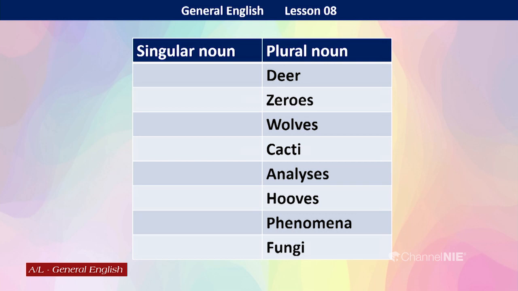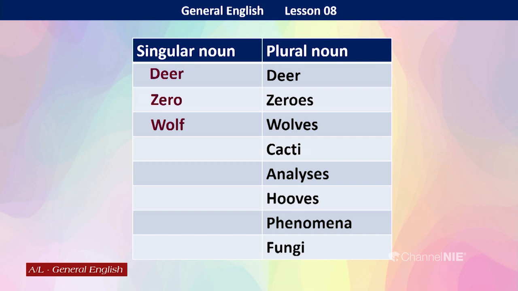So, let's see what are their singular nouns. Deer. If you can remember, I explained deer is a zero plural in English. So, the singular noun is also deer. Then zeros. What are the last two letters? They have added ES. So, what should be the singular form? Zero. Wolves, VES is there. That means there should be a voiceless F at the end of the singular noun. So, it should be wolf, wolf, wolves.